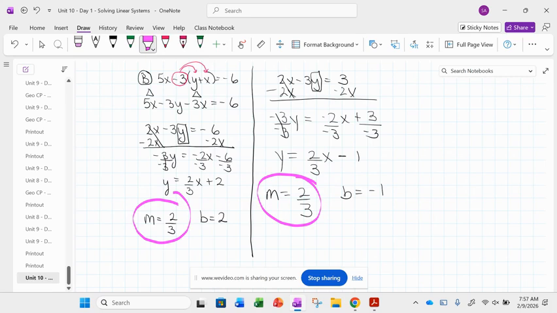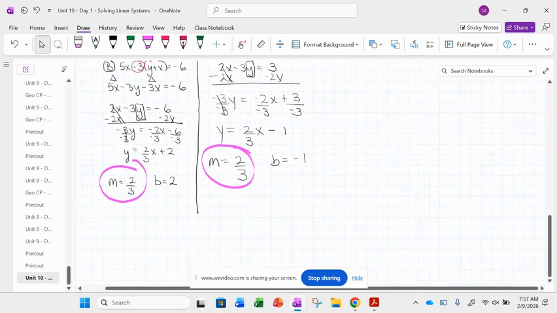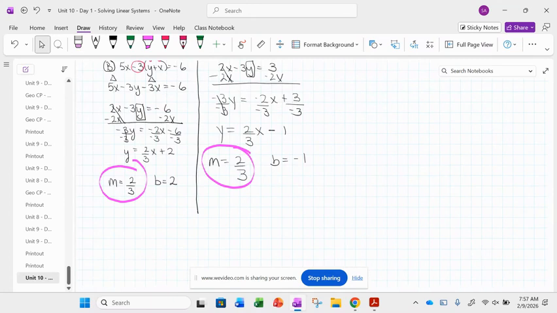Who remembers? You talked about this in Algebra 1. You talked about this in geometry. What does it mean when the slopes are the same, but the y-intercepts are different? They're parallel. These two lines are parallel. And if these two lines are parallel, what does that mean in terms of solutions? It is inconsistent and there is no solution. So here right away, we know this is a no solution, and this is going to be an inconsistent system.